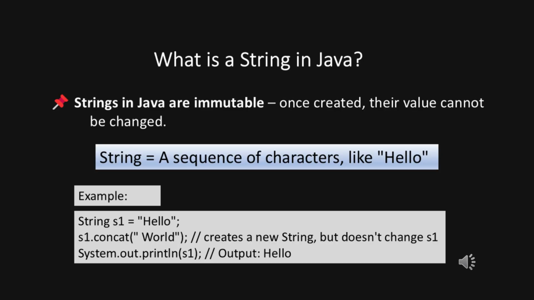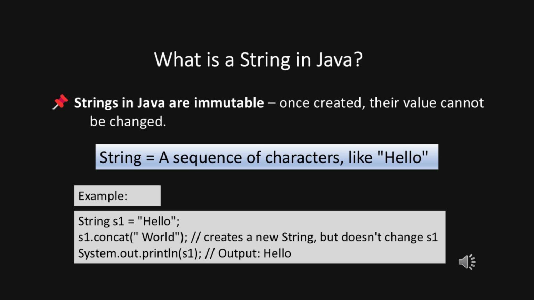What is a string in Java? Strings in Java are immutable. Once created, their value cannot be changed. A string is a sequence of characters, like hello. In Java, strings are immutable, which means once you create a string, you cannot change its content.